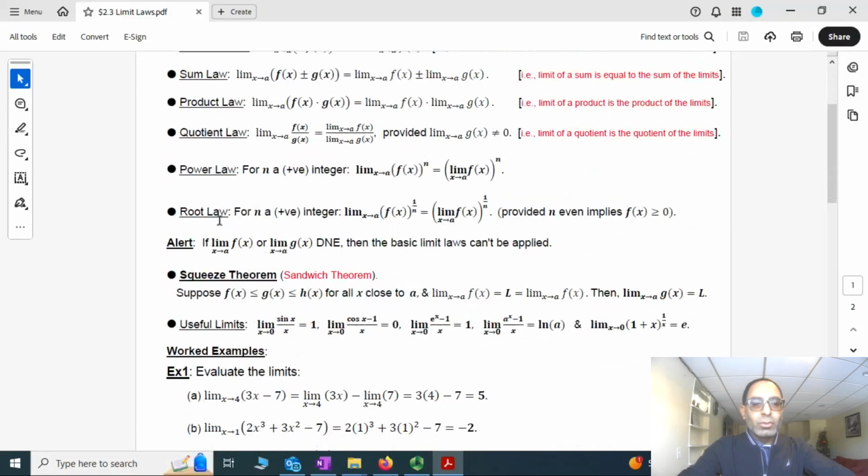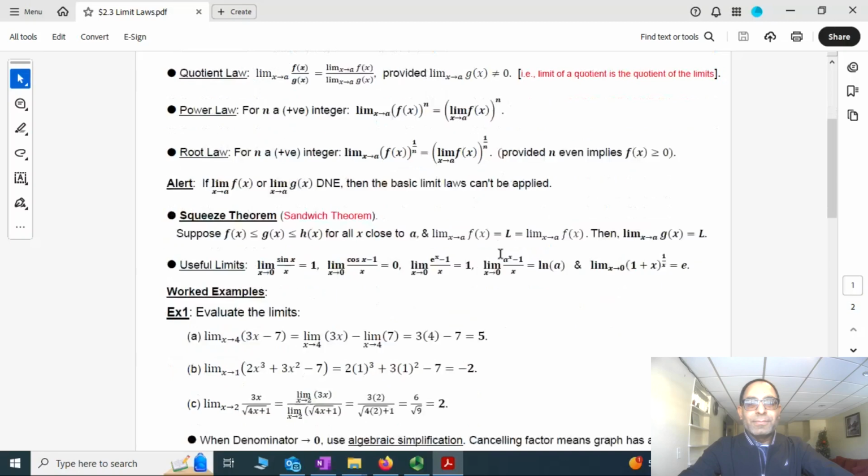Next, the root law: for n a positive integer, the limit of the nth root of a function equals the nth root of the limit of the function. That means we can send the limit inside the function: first compute the limit and then take the nth root. If the limit of the function does not exist, then the basic limit laws cannot be applied.